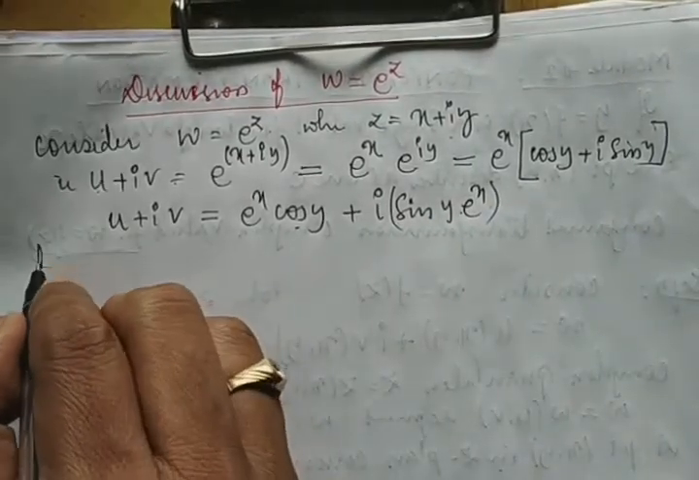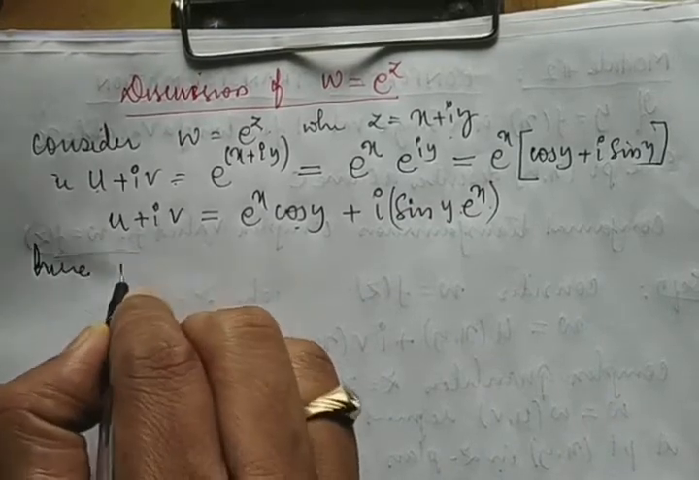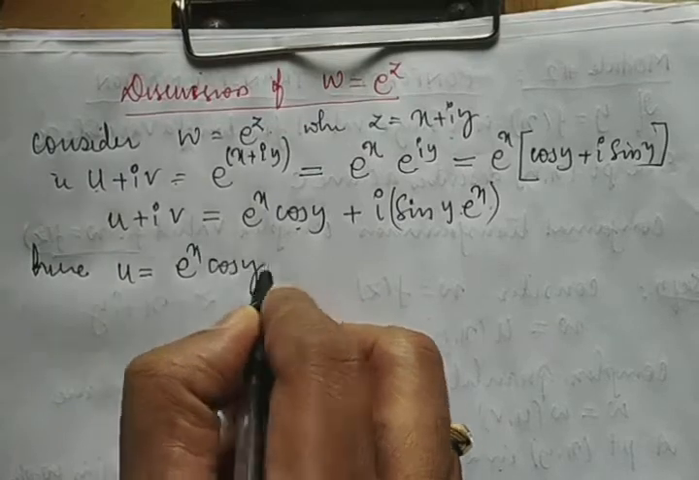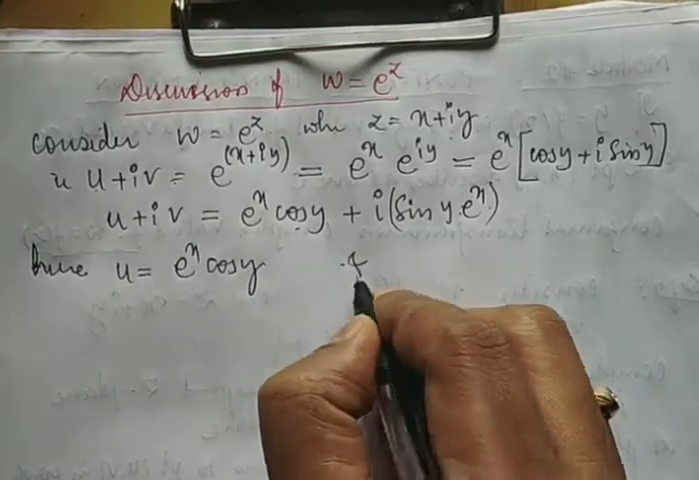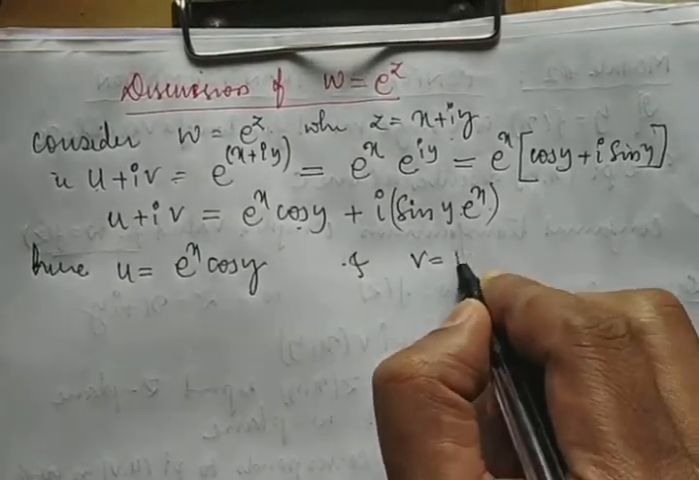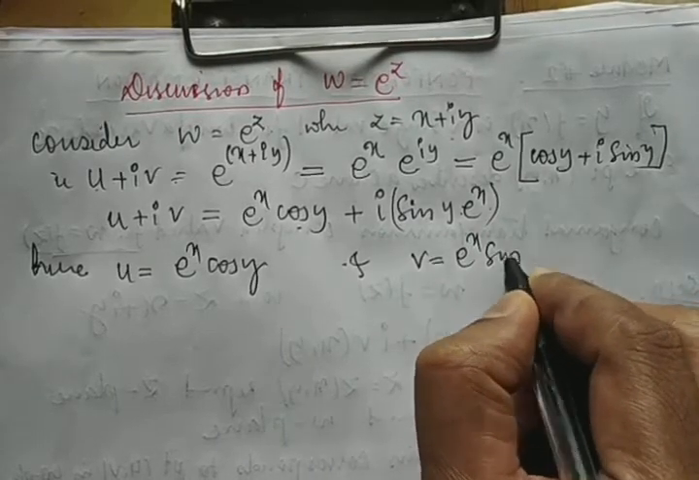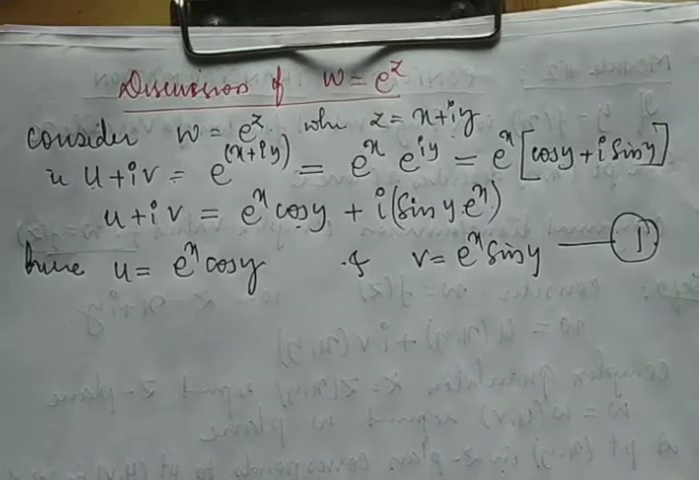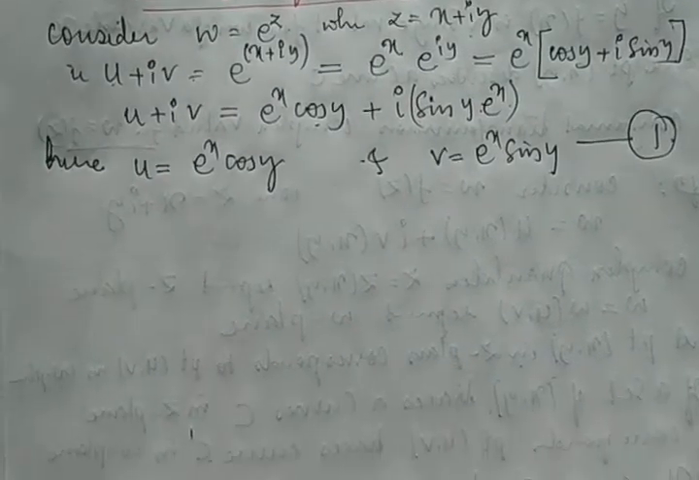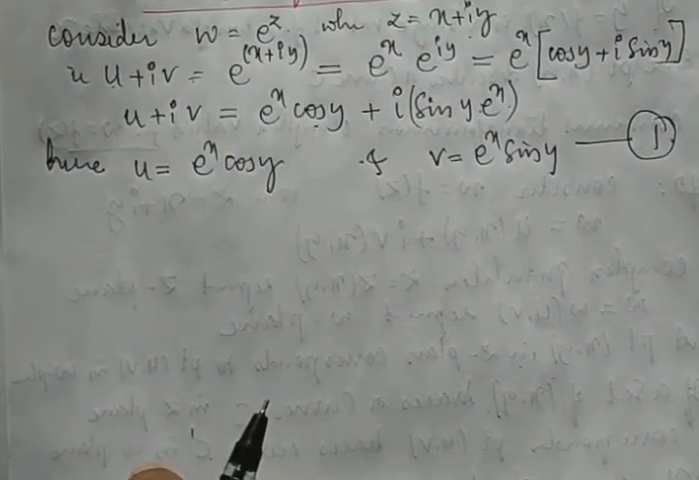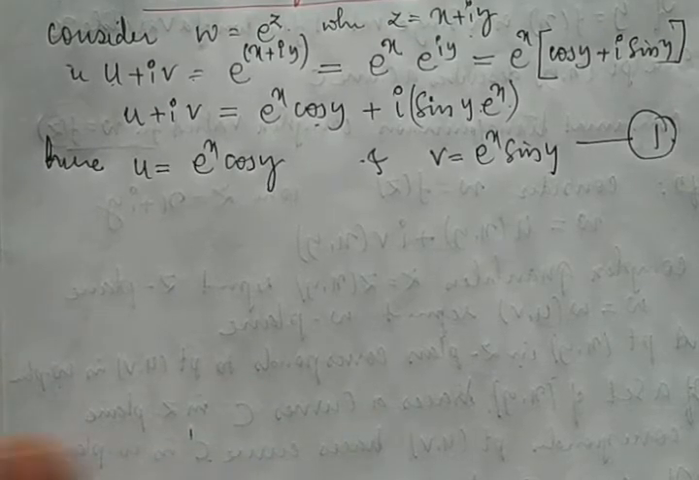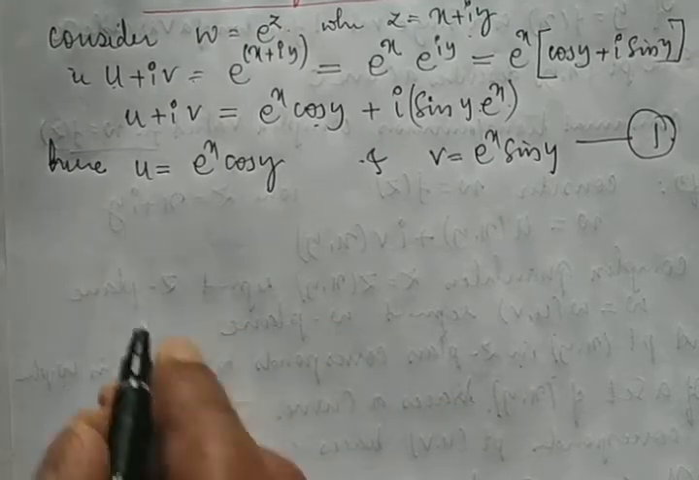Let us separate real and imaginary parts here. So u is equal to e raised to x into cos y is real and v is equal to e raised to x into sin y is imaginary. Altogether we call it equation number 1. Then we shall find an image in omega plane corresponding to an image in z plane. We need to correlate. For that what do we do?